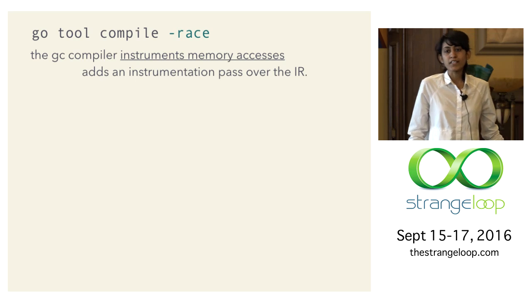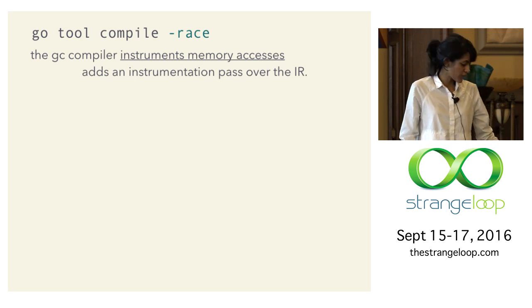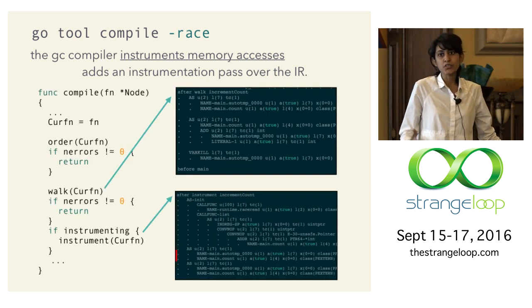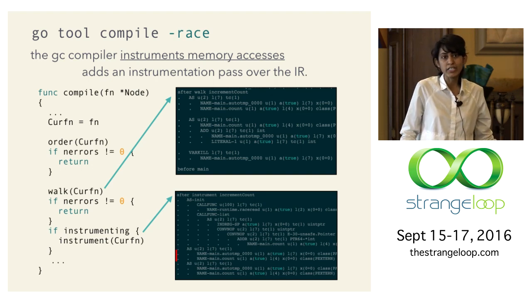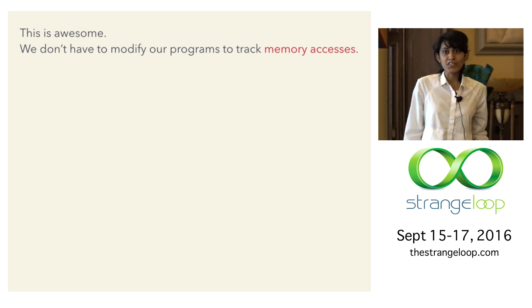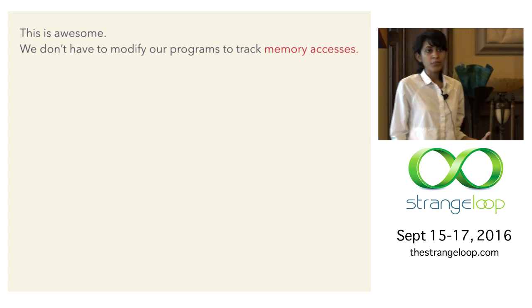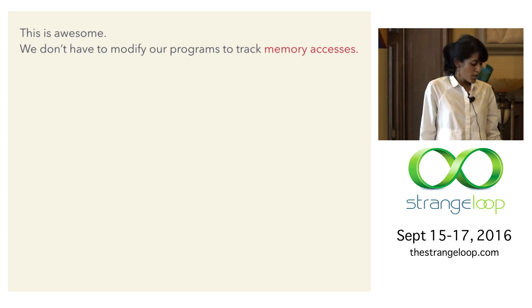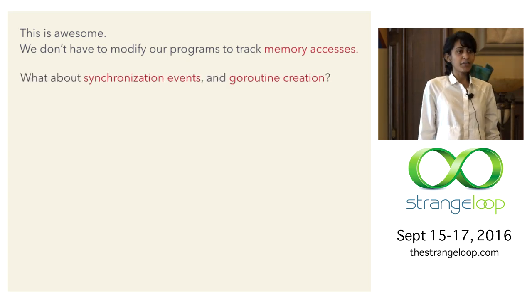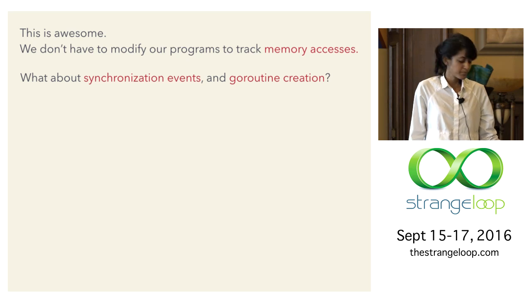Now, the way the compiler does this is pretty standard, so I'm not going to go over the details. The idea is that if race detection is enabled, it adds an extra instrumentation pass over the IR. So it essentially modifies the code tree generated. Well, this is awesome. It means that we don't have to modify our programs to track memory accesses. Well, what about synchronization events and Go routine creation?